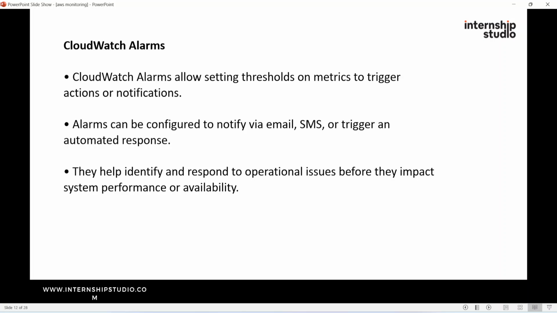So next is the CloudWatch alarms. CloudWatch alarms allow setting thresholds on metrics to trigger actions or notifications. Alarms can be configured to notify via email, SMS, or trigger an automated response. They help identify and respond to operational issues before they impact system performance or availability.